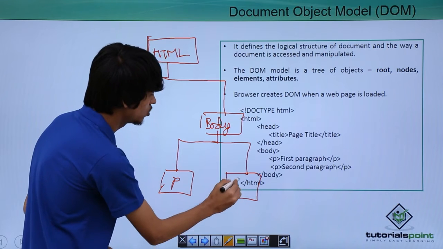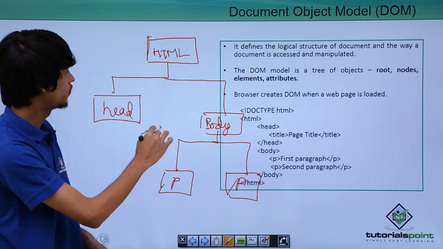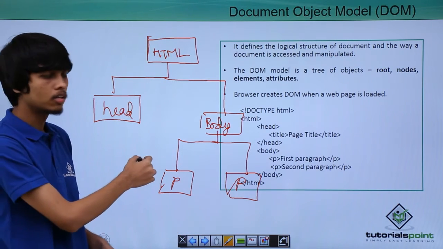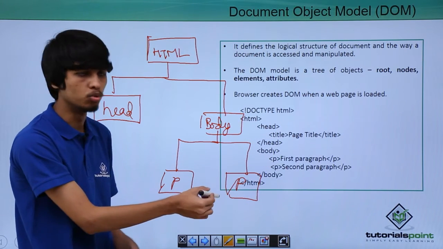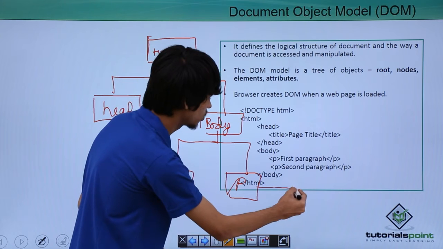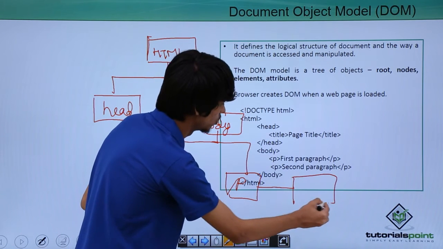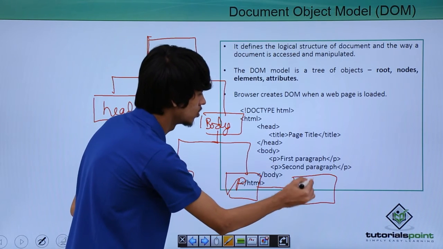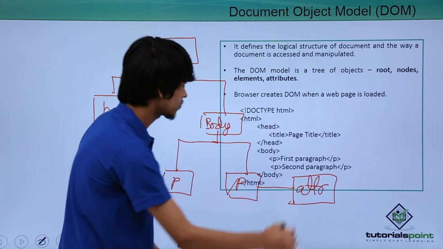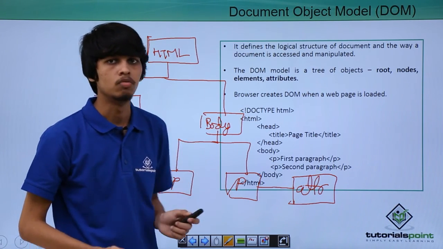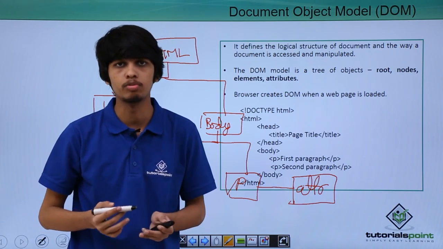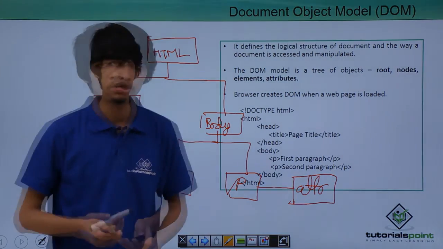So a browser stores DOM in the form of a tree like this. Head can again contain title. If suppose paragraph has some attribute, we can also create a node like this which denotes an attribute. This is how a browser stores DOM in the form of a tree, which can easily be accessed and manipulated using JavaScript. That's all for this session.